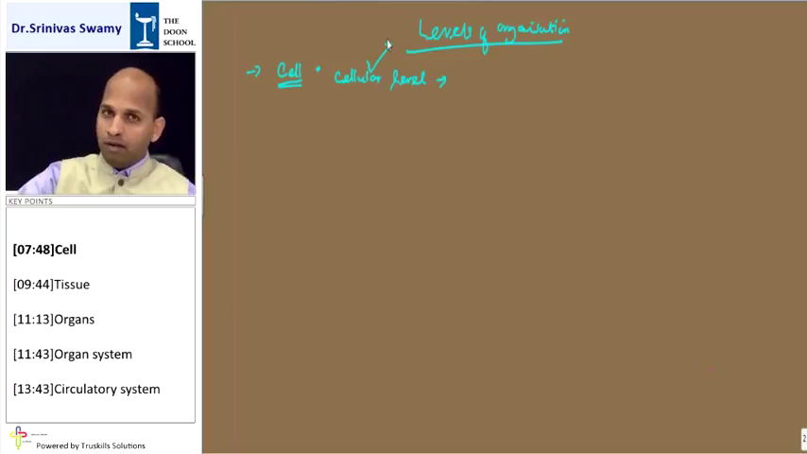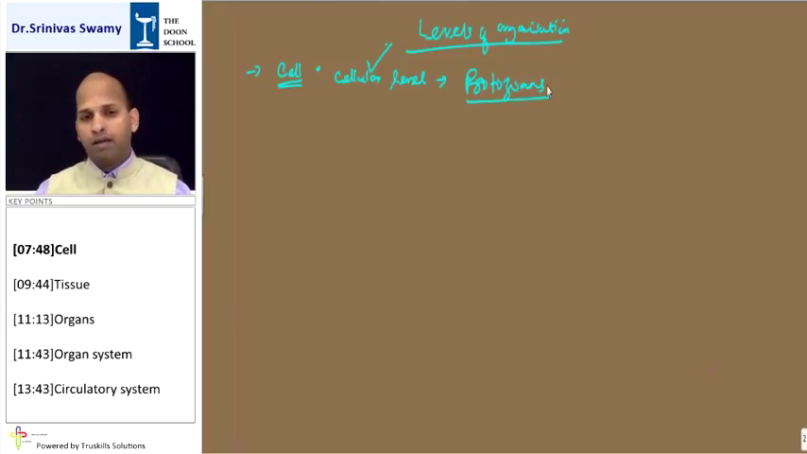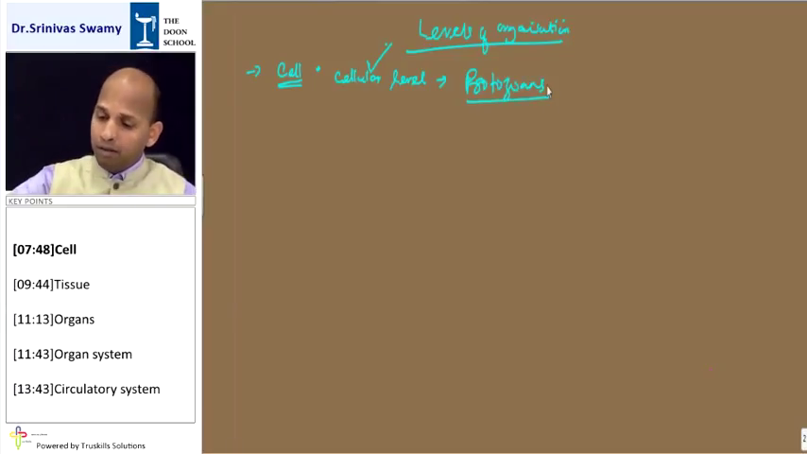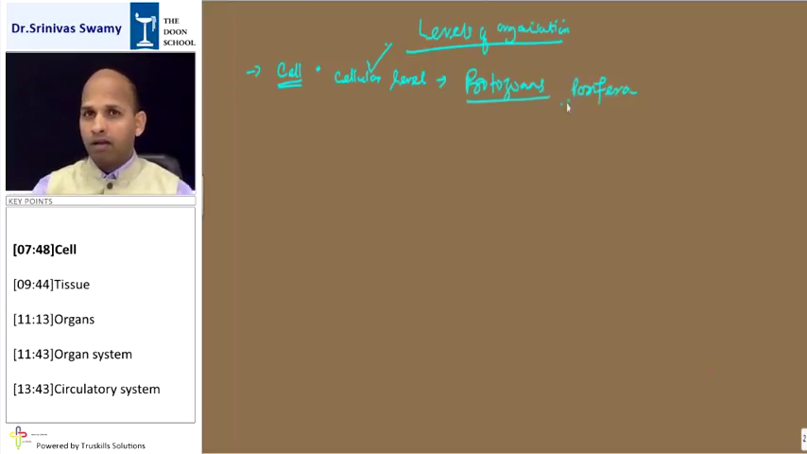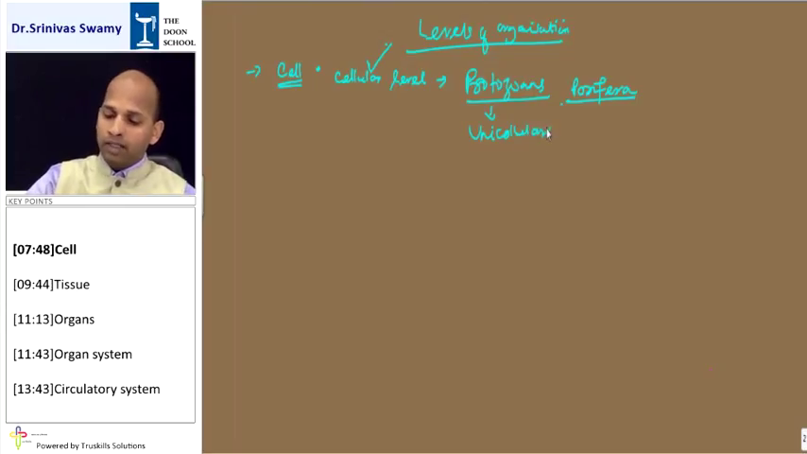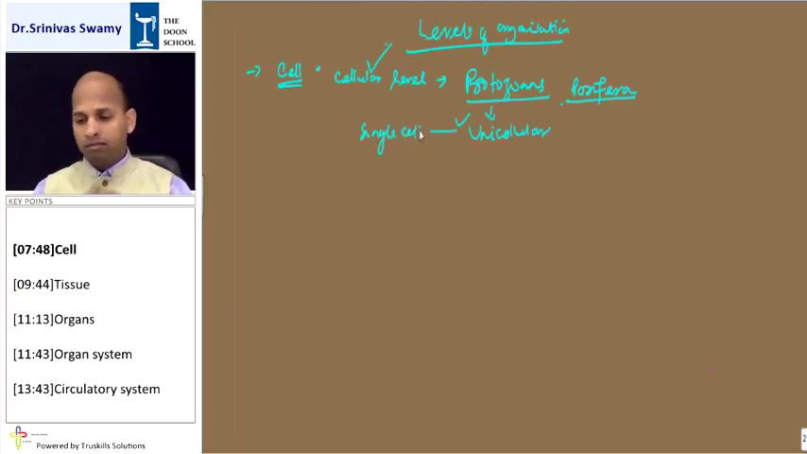For example, the protozoans, the poriferans. Since protozoans are unicellular, all their activity is carried out by a single cell. Hence, their structural functional unit is the cell.